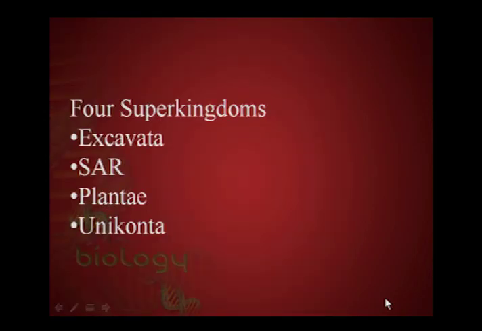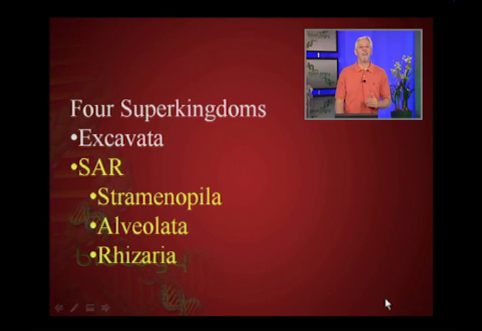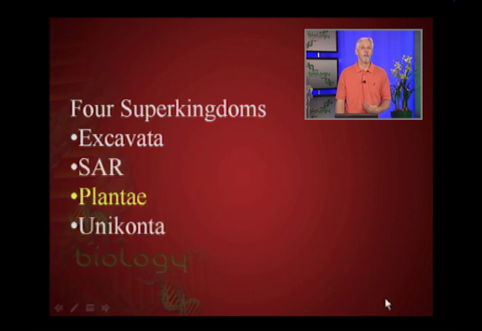Now, within the eukarya then, we recognize 4 superkingdoms. The Excavata, and I'll come back and describe these in more detail in a few minutes. A group known as the SAR, and you don't necessarily need to know what that stands for, but it stands for subgroups Strumenopila, Alveolata, and Rhizaria. The Plantae, and the Uniconta. So I'll be discussing these 4 superkingdoms and examples of each.